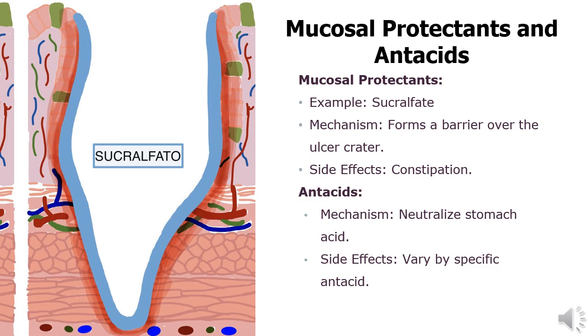Mucosal protectants such as sucralfate form a barrier over the ulcer crater, protecting it from further damage. They can cause constipation. Antacids work by neutralizing stomach acid, providing quick relief from pain. The specific side effects of antacids depend on the formulation used.